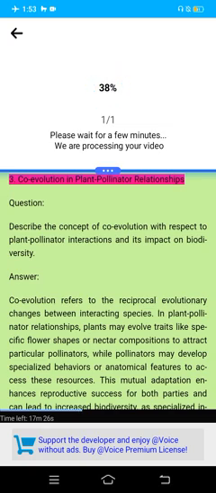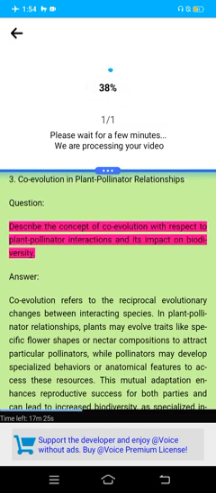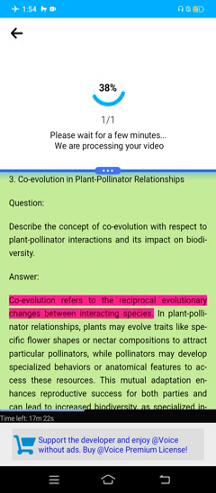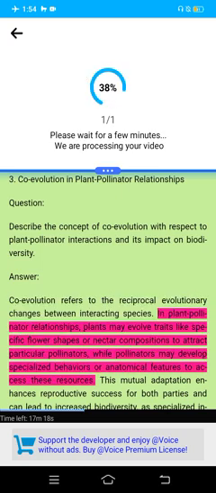3. Coevolution in plant-pollinator relationships. Question: Describe the concept of coevolution with respect to plant-pollinator interactions and its impact on biodiversity. Answer: Coevolution refers to the reciprocal evolutionary changes between interacting species. In plant-pollinator relationships, plants may evolve traits like specific flower shapes or nectar compositions to attract particular pollinators, while pollinators may develop specialized behaviors or anatomical features to access these resources.